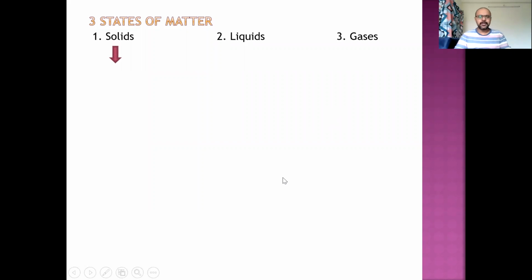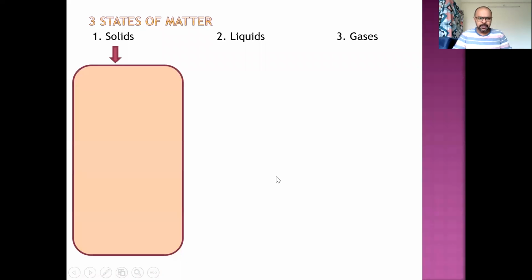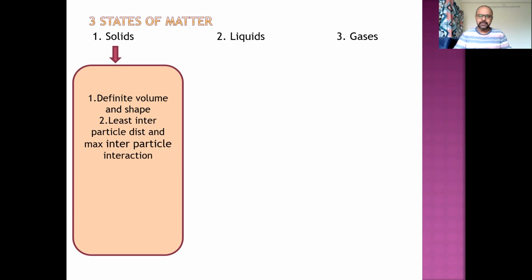When it comes to the solid state, some of the characteristics which define matter in solid state: definite volume and shape. Matter in solid state will have definite volume and definite shape also. Particles will be very closely spaced, so there will be not much gap between the particles. Therefore, the interparticle distance will be very, very less.